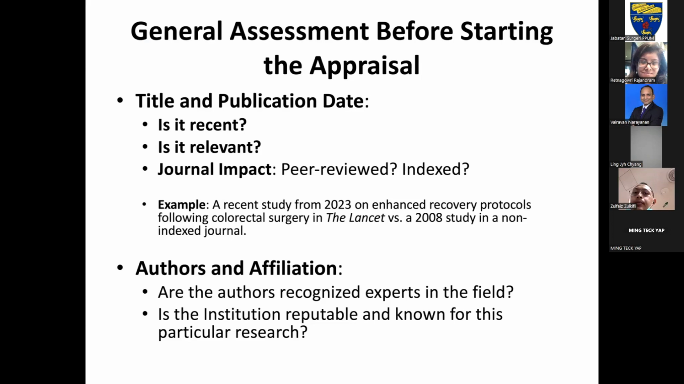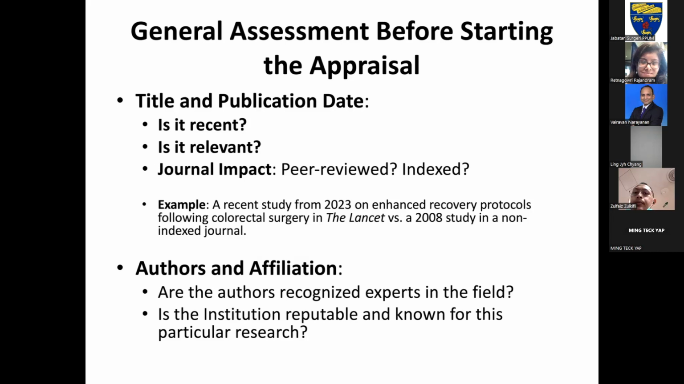You're going to check the authors and their affiliation. So frequently, even though I put here that the authors are recognized experts in the field, we don't know who the recognized experts are. Frequently, all over the world, we've got currently about 50,000 medical articles being published every year. There's no way you know who the experts are unless they are world famous. So as much as you'd want to know whether they are recognized experts, this is not so important.